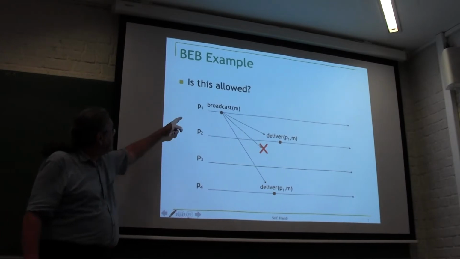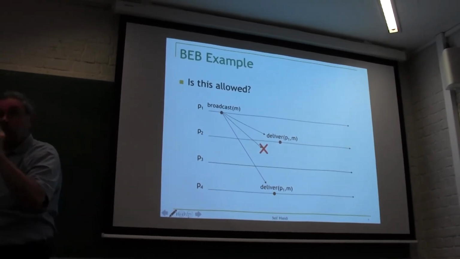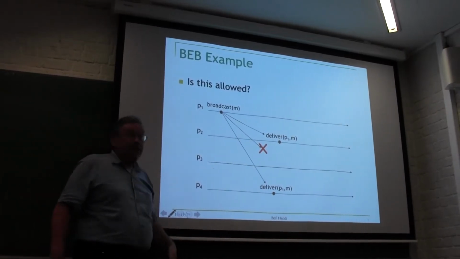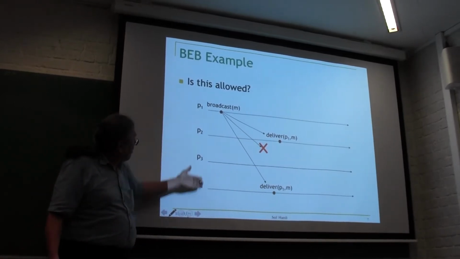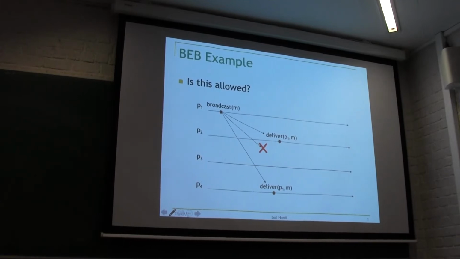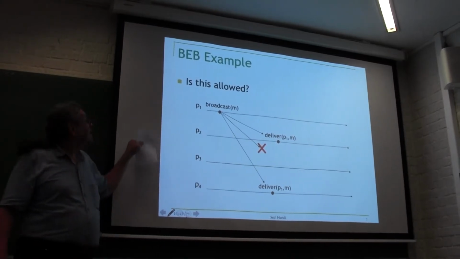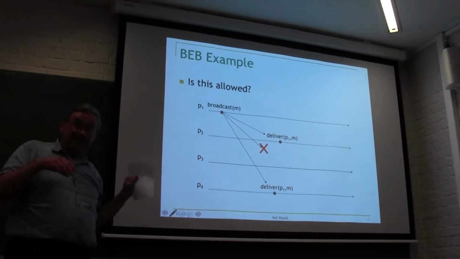So the best effort means that if the sender does not crash, it delivers to all correct nodes. So they're all correct here. That means all of them should deliver here, okay? They're all correct. They should all deliver, right? So this is actually not satisfying this specification.